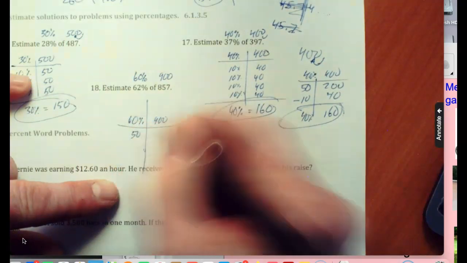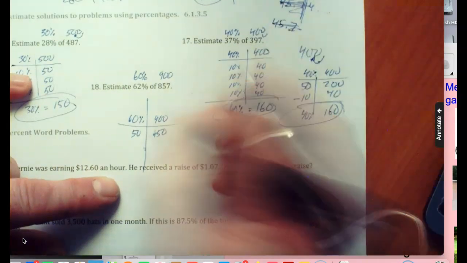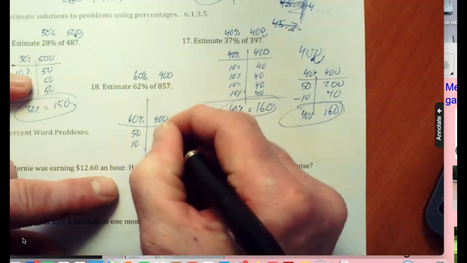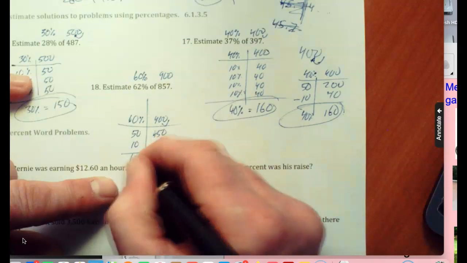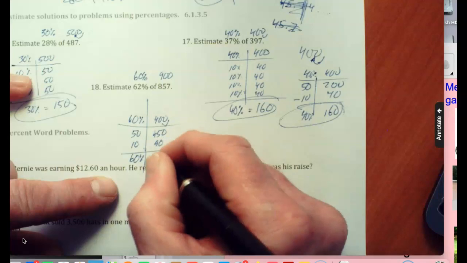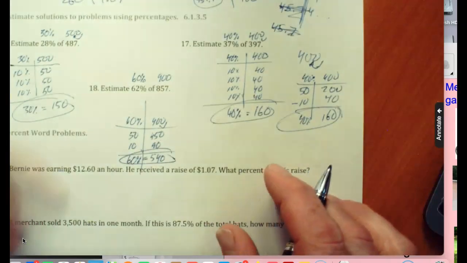Well, 50% of 900 would be 450. I know that because half of 90 is 45, so half of 900 will be 450. 10%, if I just move that decimal once, will be 90. So if I add these together, here's my 60%, and that is 540. So 60% is equal to 540. That's my estimate.